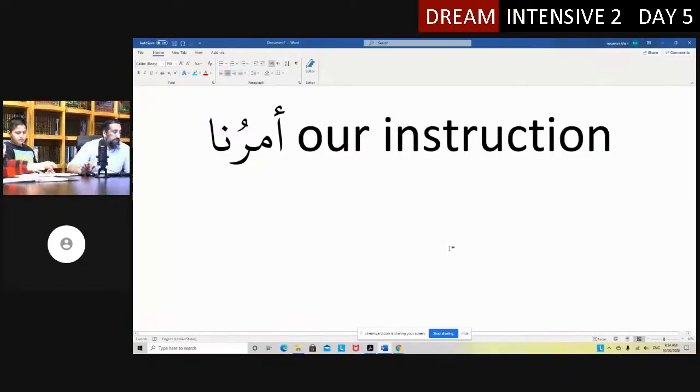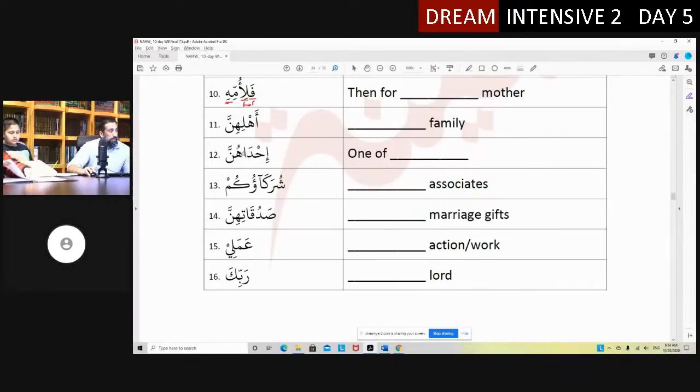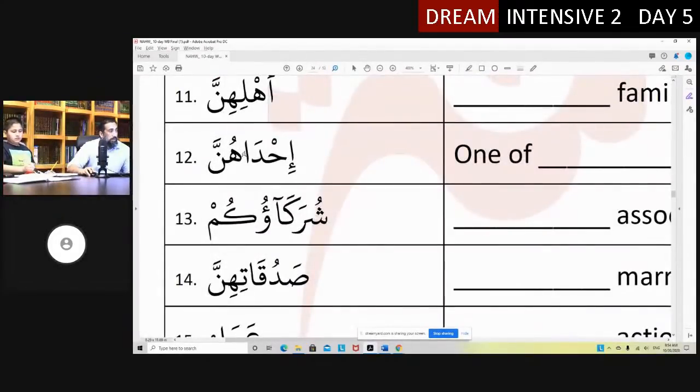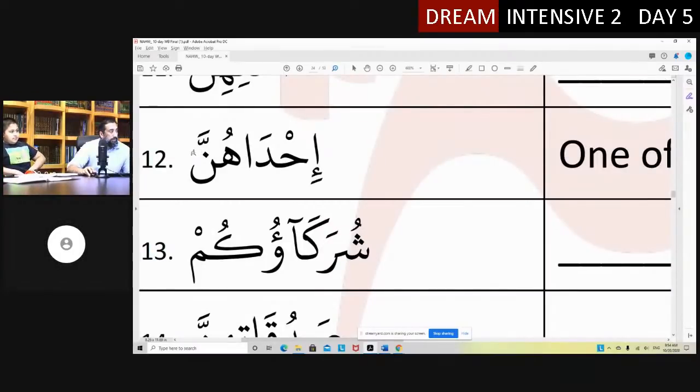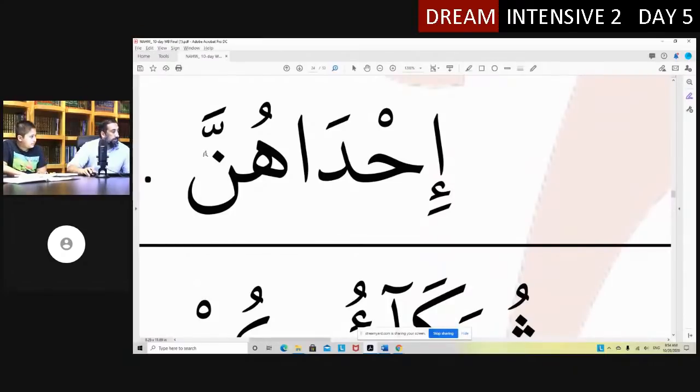Before I go to page 20, any questions about page 24 from you guys, from the internet? On number 12, we said it was إحداهن, one of them, right? Could it also be one of theirs? No, it would be one of them. One of theirs would have been li ihdahunna. That's something else. That's more like belonging to one of them, so it's a more loaded statement. So it would be one of them. It wouldn't be one of theirs.